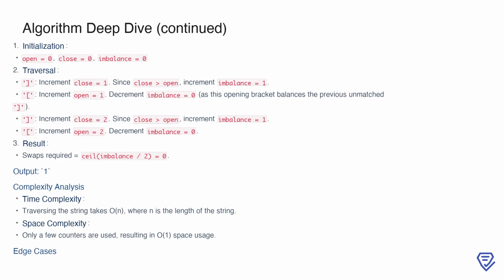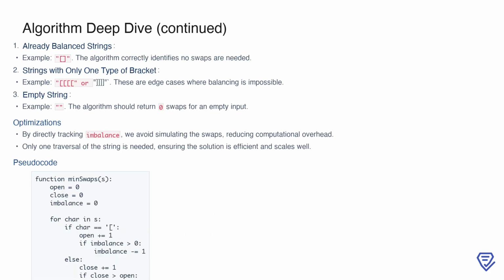At the end of the traversal, the imbalance is 0, so no swaps are needed, and the result is calculated as ceil(imbalance/2), which equals 0 swaps. The algorithm efficiently determines that only one swap is required to balance the string. Now, let's analyze some edge cases to ensure the algorithm handles all scenarios correctly.